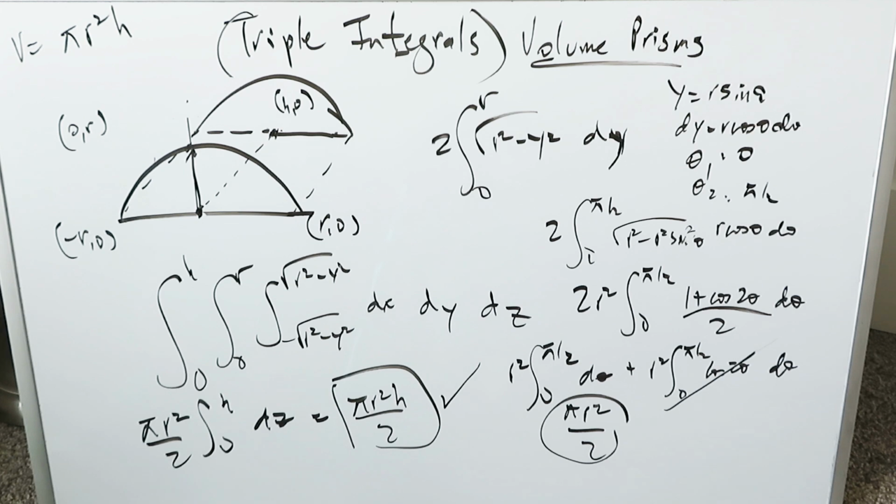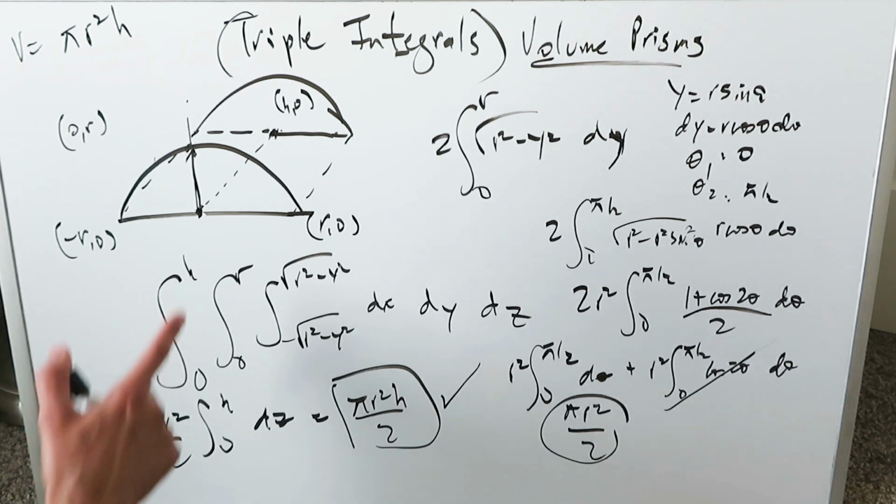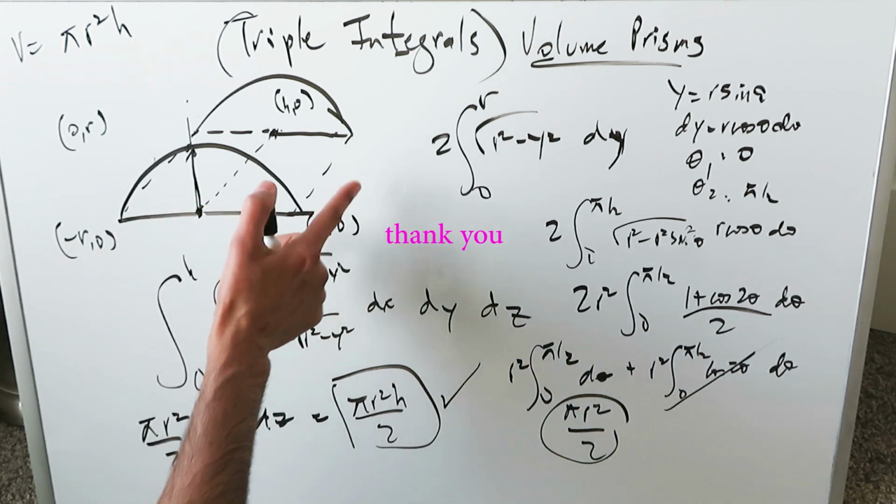I've shown you here how triple integrals have come into play for a rectangular prism, for a triangular prism, and for something like this, a semi-cylindrical prism.